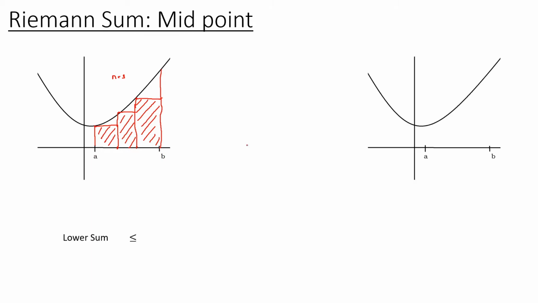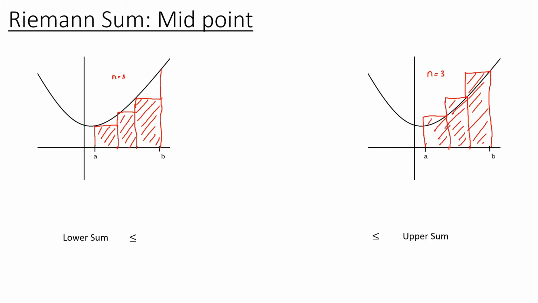Additionally, we talked about upper sum. In this case, we'll be using the right endpoint. Again, same condition, using three rectangular shapes. When we have the right endpoint, we over approximate it. We have more than what we needed. That's what we call the upper sum.